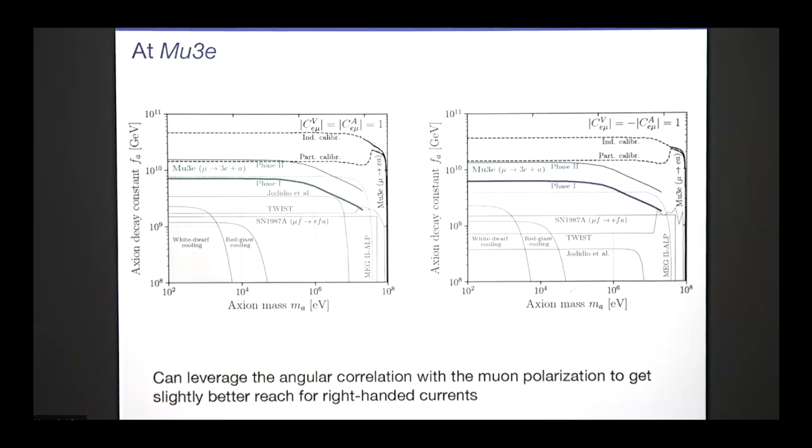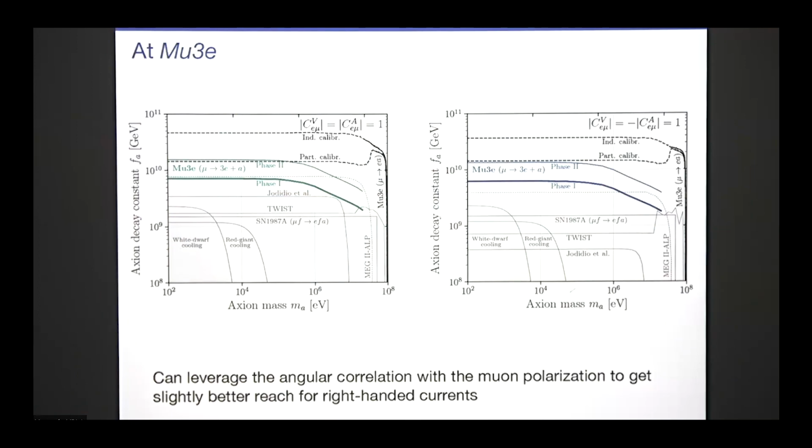You can do the same thing for different chiralities, and the limits slightly shift because there's a slight forward-backward asymmetry that you can exploit because the muons are 85% polarized. But that's just a neat gimmick, especially if you were to see something, you can try to figure out what current this thing couples to.